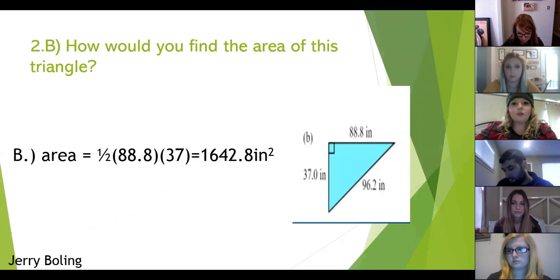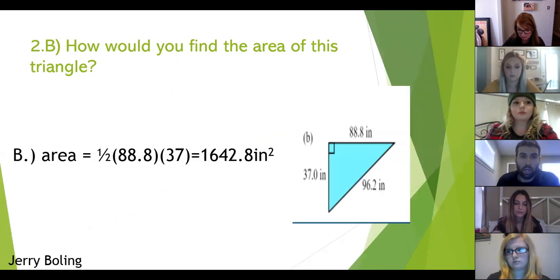Harry, how would you find the area of this triangle? That's a very good question. You use a simple equation, 1/2 base times height. My base is 88.8 inches, which is that side right there. And then our height is 37 inches tall, which equals 1,642.8 inches squared. Great job. The area.